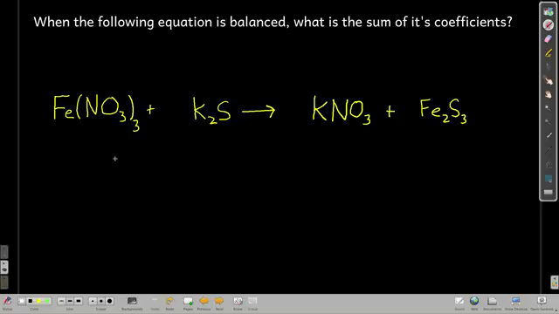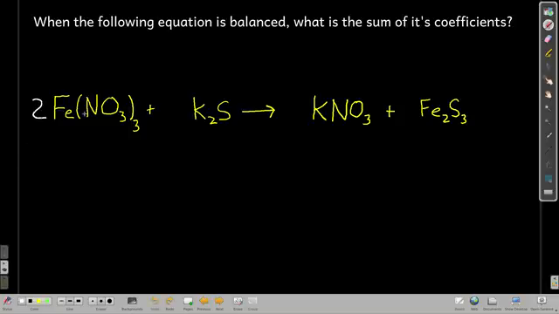So I'm going to start with iron. We have one iron atom here, and we have two iron atoms here. Remember, you cannot mess with the subscripts. You can only use coefficients. So we need two irons over on the left, so I'm just going to put a coefficient of 2 in the front of that.